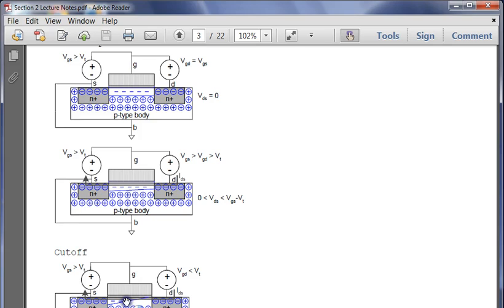So we're going to learn a little more about how the currents flow through and the actual physical implications of that. Before I go any further, does anybody have any questions about linear saturation?